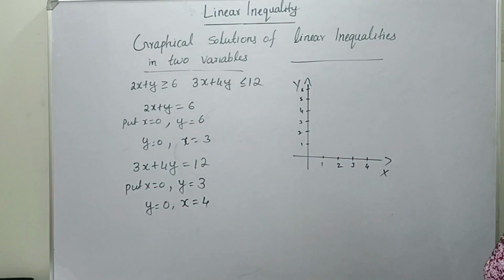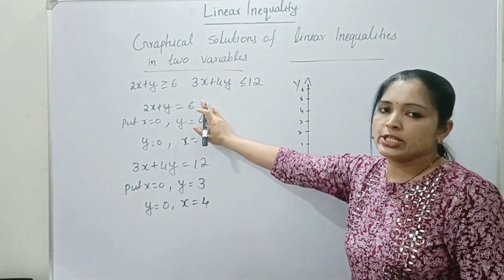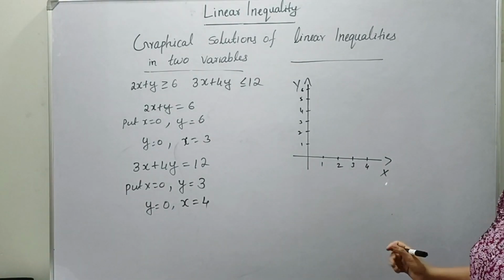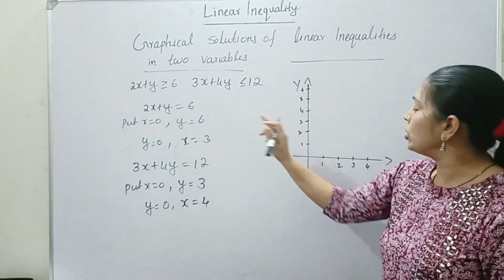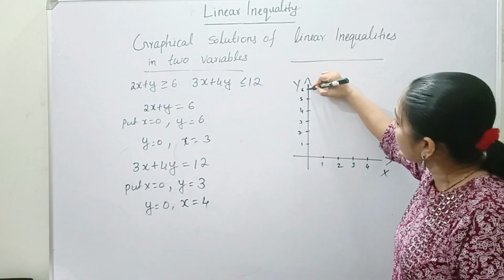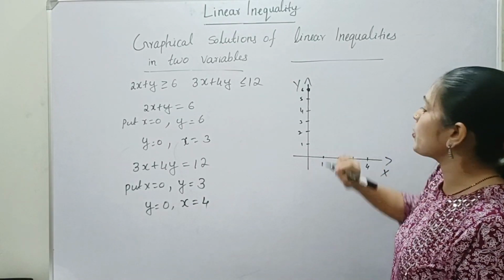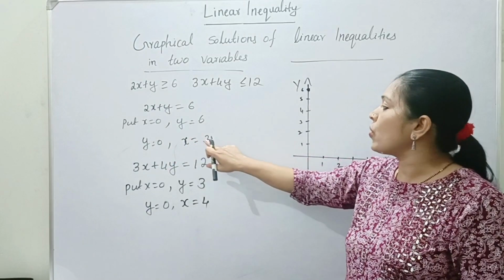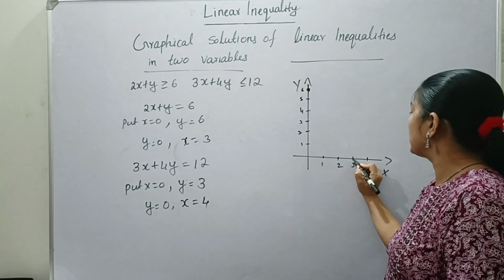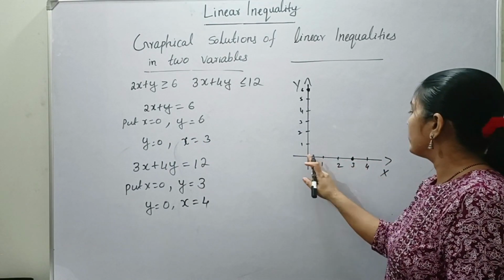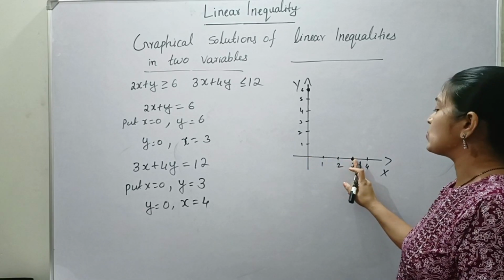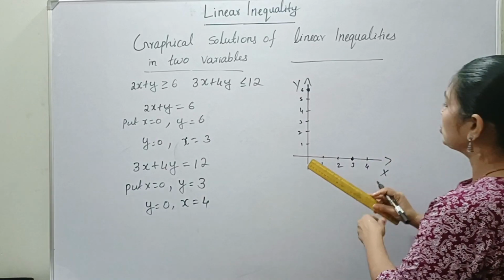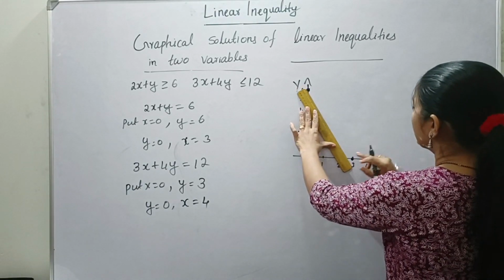Here, see, the first one. When x = 0, y = 6. Okay, it is the point. So plot this point. Next, when y = 0, x = 3. So it is the point, right? So next draw this graph through these points, okay?